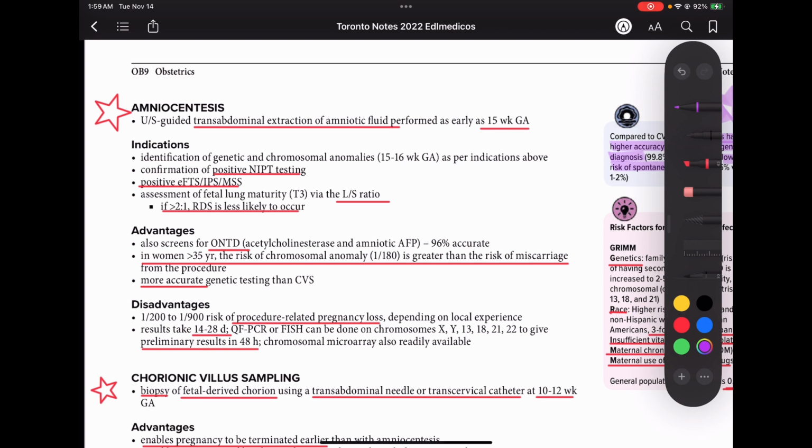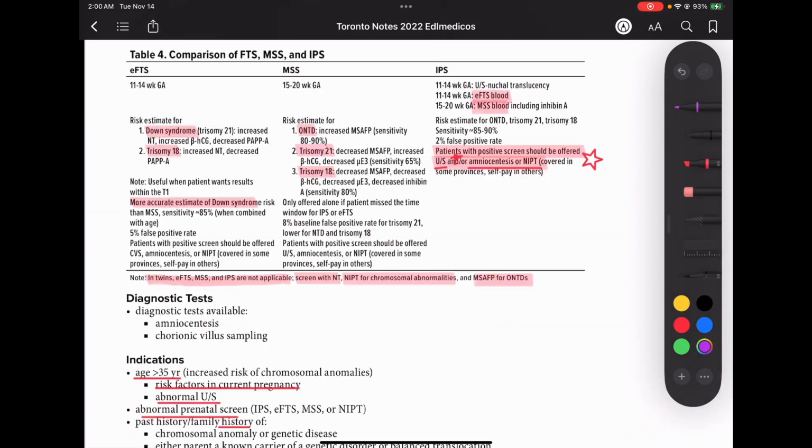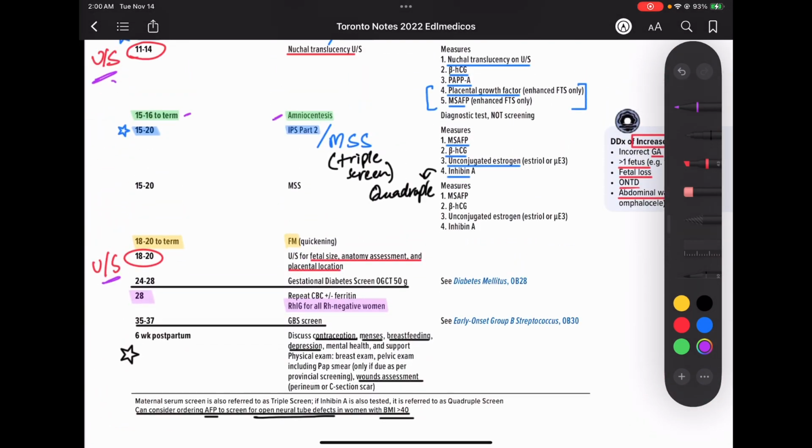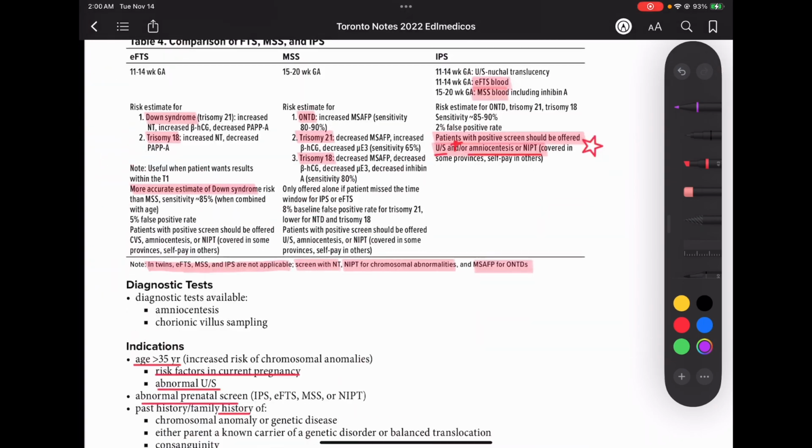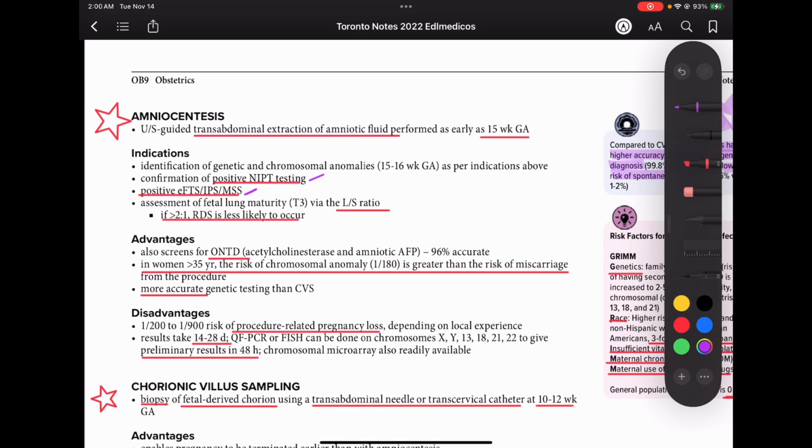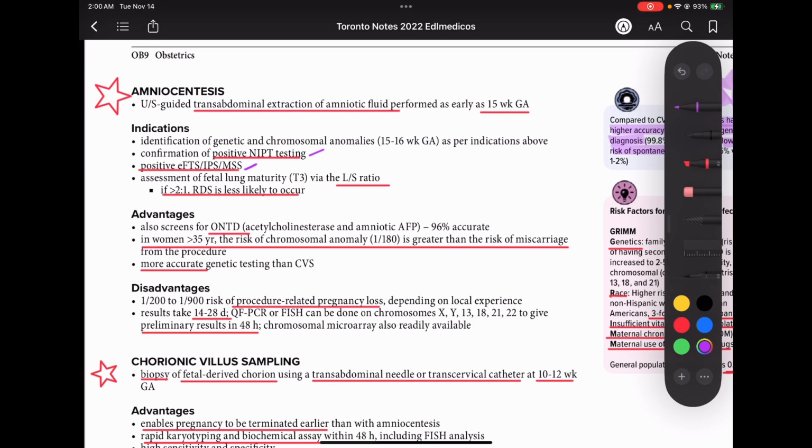When is it indicated? If we identify any genetic or chromosomal abnormalities as per the indications above, any positive NIPT testing, or any positive maternal serum screening testing, which I would explain next, the maternal serum markers we test. We can also use it for assessment of fetal lung maturity in the 3rd trimester.